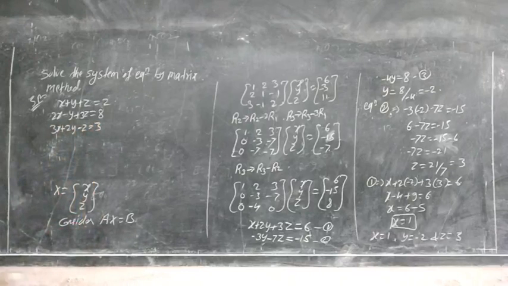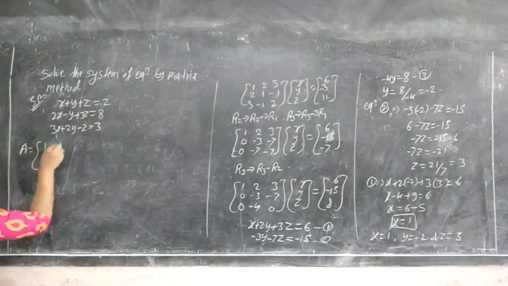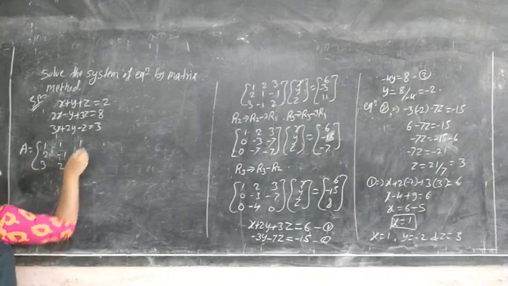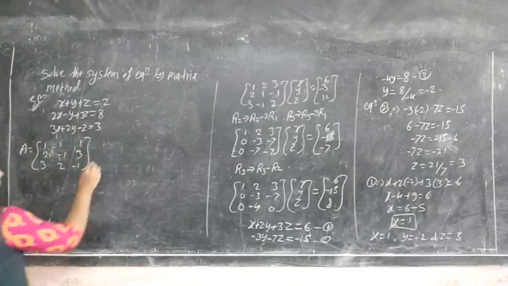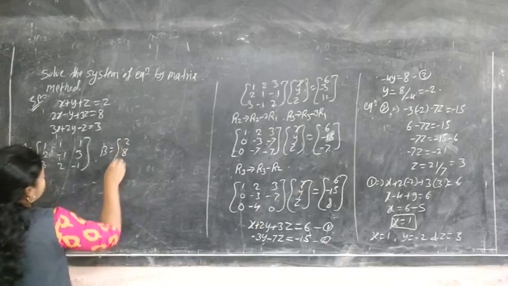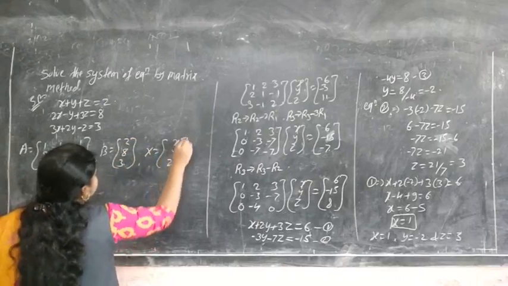Okay, again use the same procedure. Write out the matrix A, matrix B, and matrix X. So A is equal to what we will get? 1, 1, 1. Second row is 2, minus 1, 3. See, the third row is 3, 2, minus 1. Right? So matrix B. What is the matrix B? 2, 8, 3. And the matrix X is nothing but x, y, z.